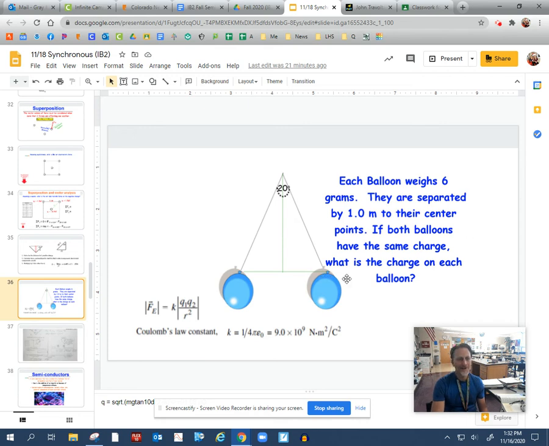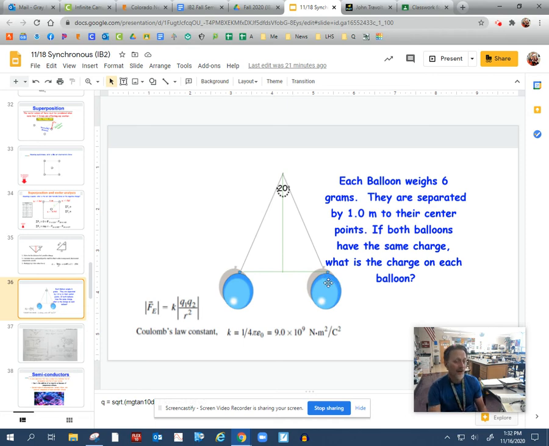Another practice problem here has to do with 2 balloons right next to each other. Now you can imagine that gravity is pulling these balloons down. Okay, why are they held apart? The reason they're held apart is because there is a force of electrostatic repulsion. Okay, they're being pushed away from each other. And you can do vector addition by looking at this triangle. So I got a triangle right here.